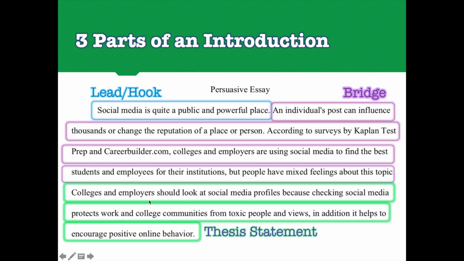I've got my clear stance. They should look. I've got reason 1, protects colleges and communities from toxic people, and reason 2, indicated by the comma, in addition, helps to encourage positive online behavior. And here I've got a really strong 6th through 10th grade level introduction. I really hope that that helps somebody out there.